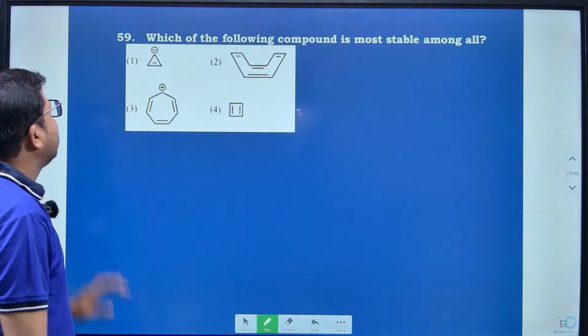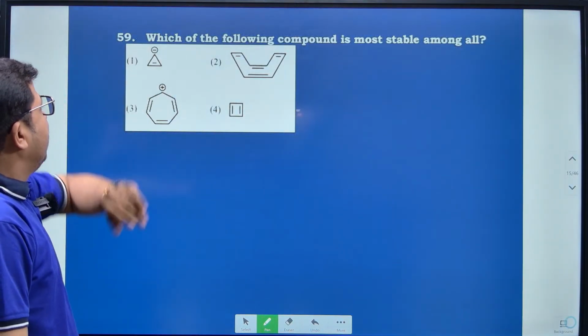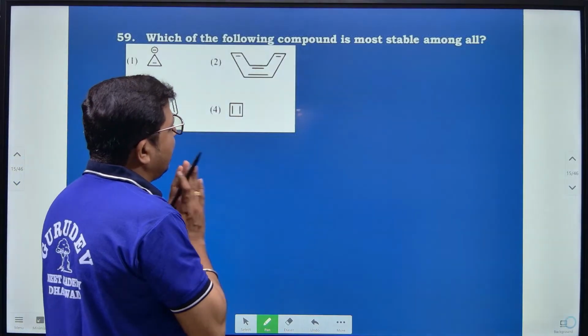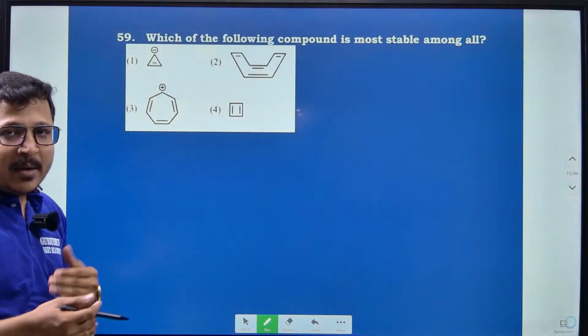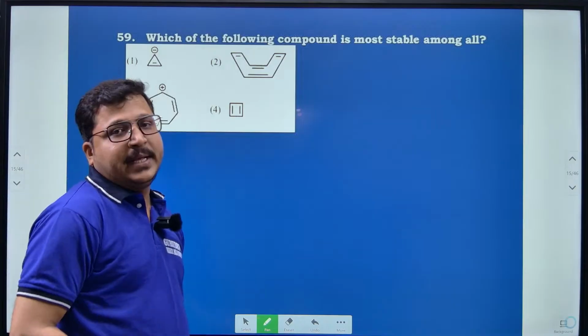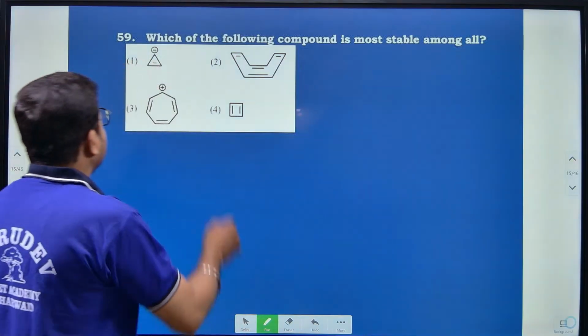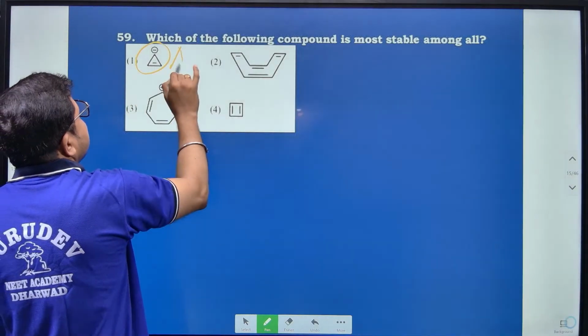And next, move to question number 59. Which of the following compounds is most stable among all? See, the compound which is aromatic has more stability. Look here, this one is an anti-aromatic system.